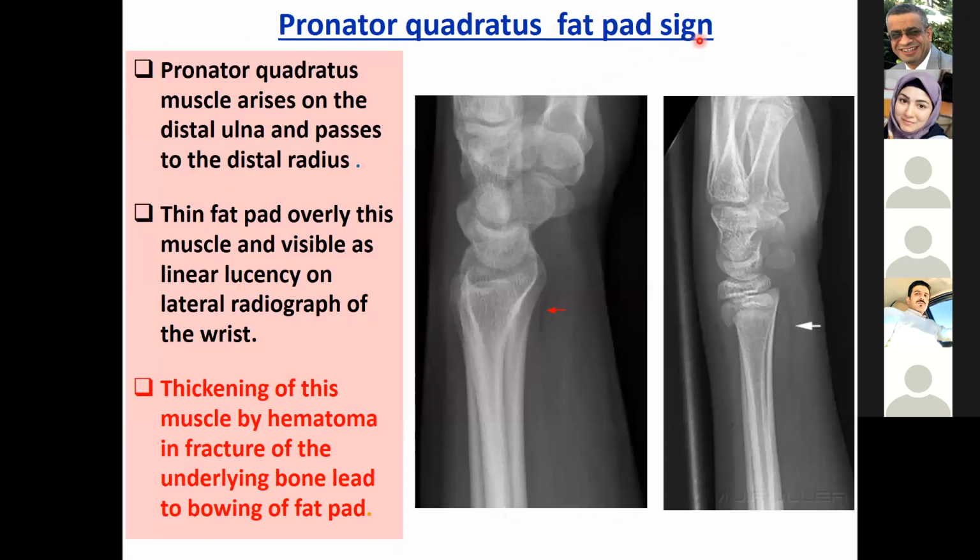Pronator quadratus fat pad sign. The pronator quadratus muscle arises from the distal ulna and passes to the distal radius. A thin fat pad overlying this muscle is visible as a linear lucency on the lateral radiograph of the wrist. This is the thin fat pad line. Thickening of this muscle by hematoma in fracture of the underlying bone leads to bowing of the fat pad. This is the bowing of the fat pad line.